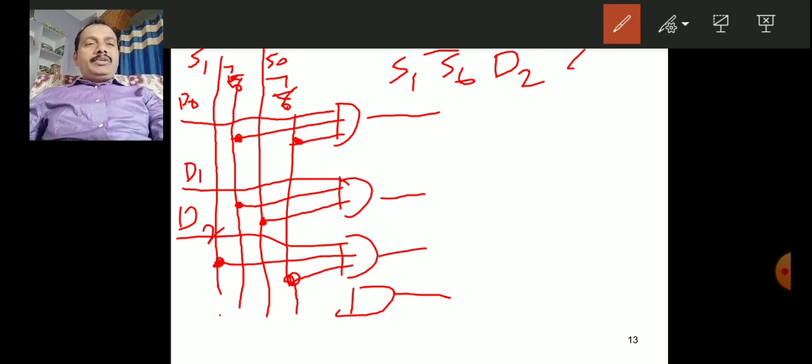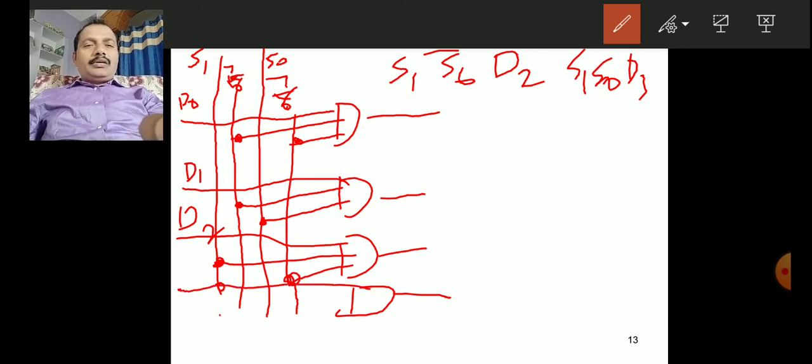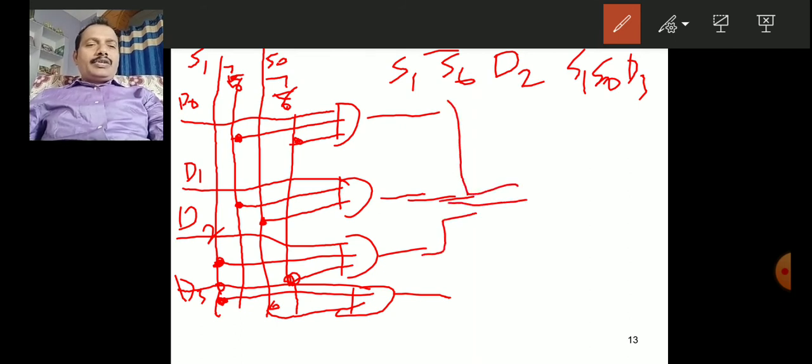Next fourth minterm is S1 S0 D3. That means S1, D3. D3 you have to connect first, then only you have to connect S1. This is the S1 and the S0. This is the S0. You have to connect here. So after this, you have to draw an OR gate like this. This is the OR gate.